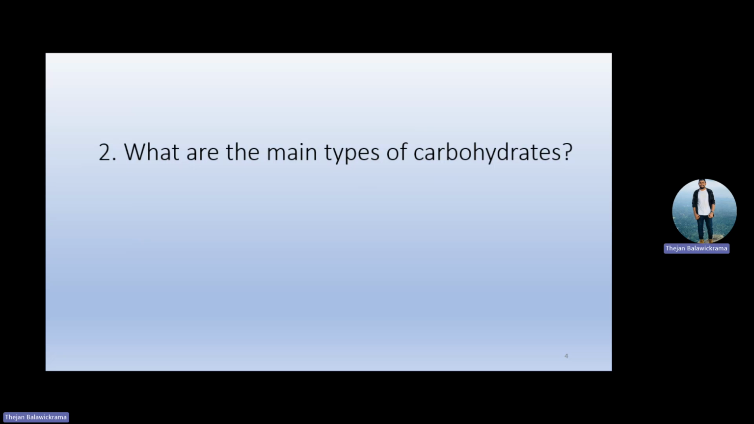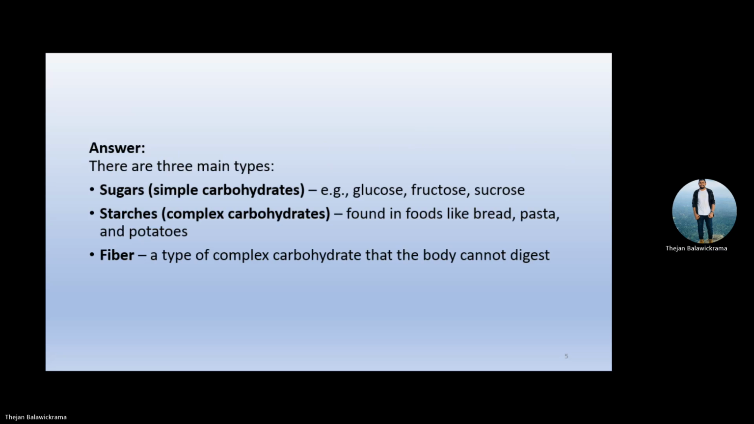The main types of carbohydrates: we have simple carbohydrates and complex carbohydrates, then monosaccharides, disaccharides, and polysaccharides. In detail, simple carbohydrates are sugars like glucose, fructose, and sucrose.